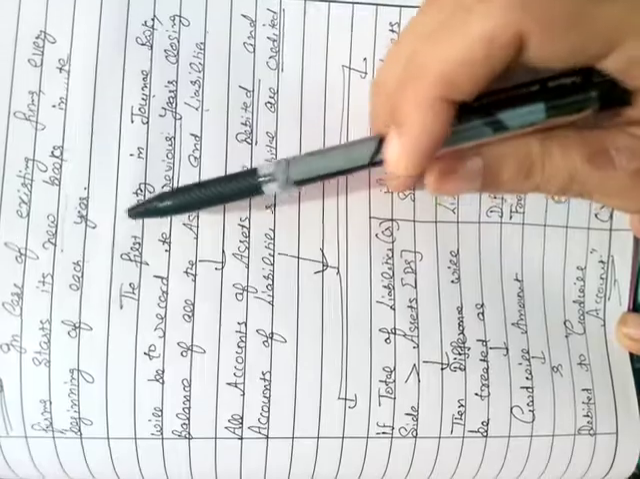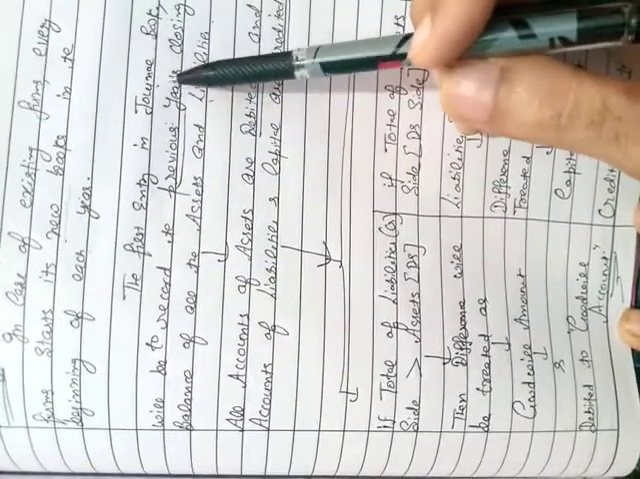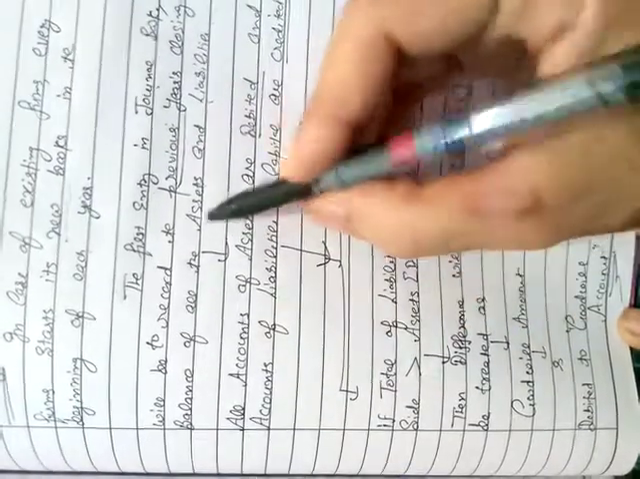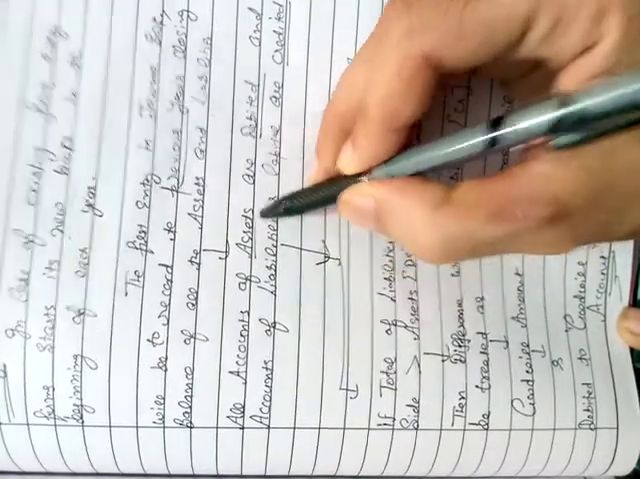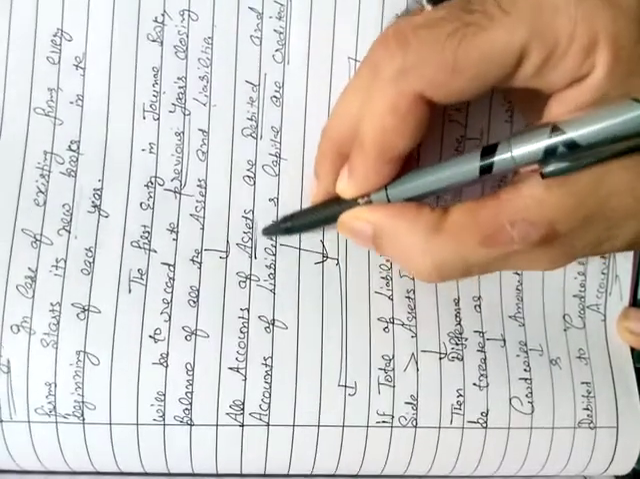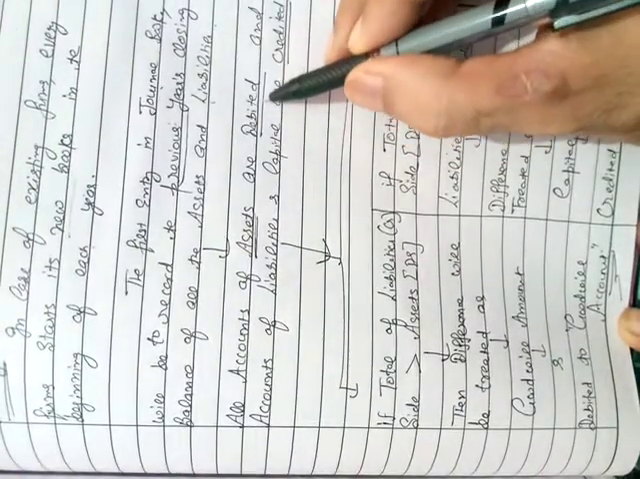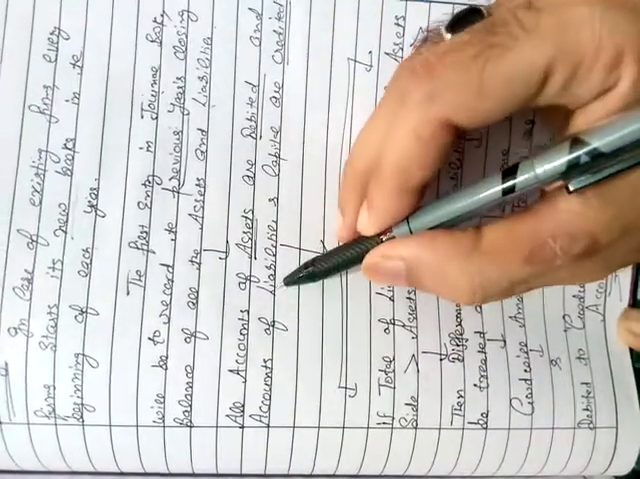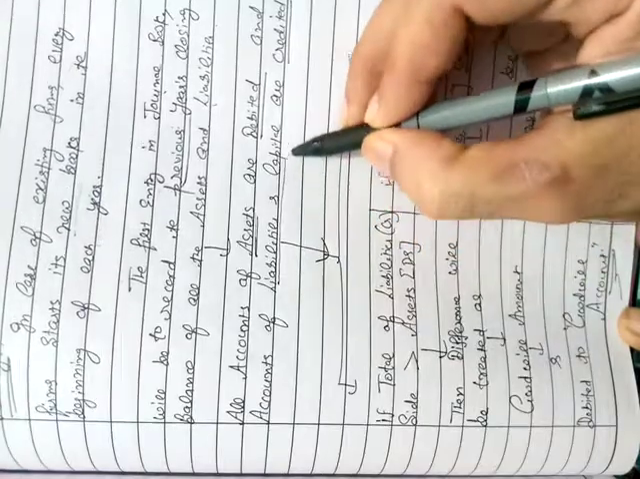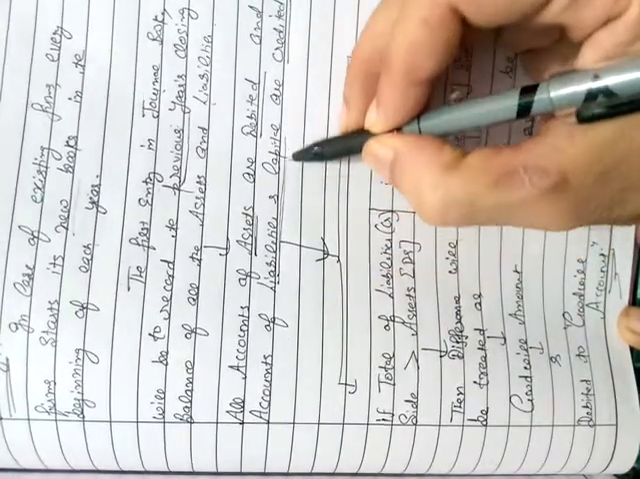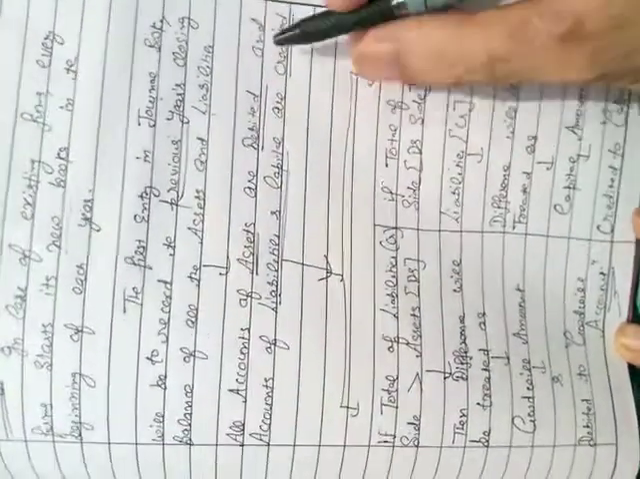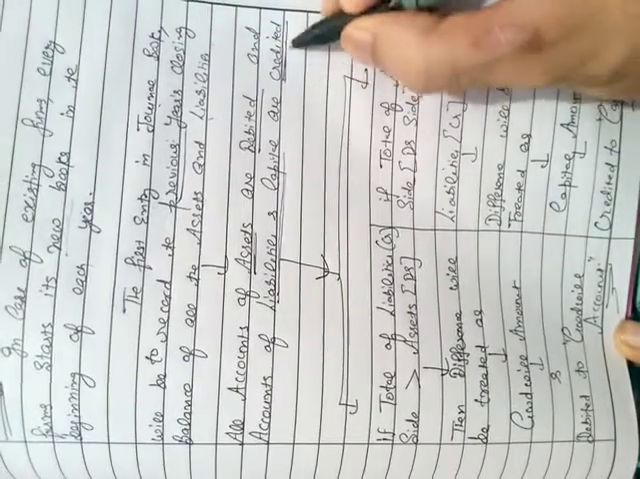And next is how to pass that opening entry. All the accounts of assets, whatever the accounts of assets, will be debited, and the accounts of liabilities and capital will be credited. That is the rule.